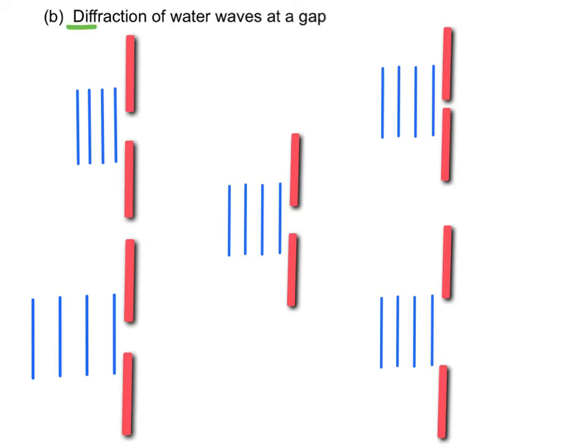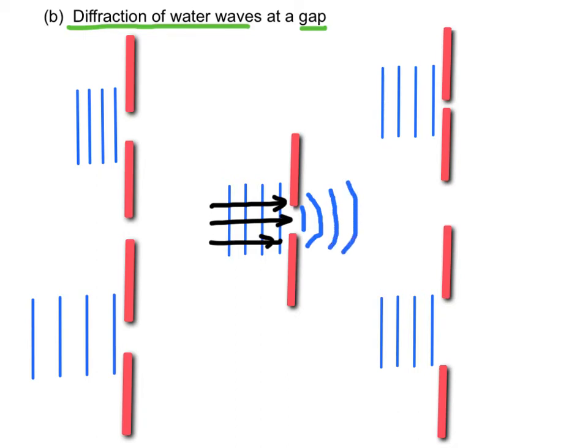Now let's look at diffraction of water waves when they pass through a gap. When a series of plane waves pass through a gap, it diffracts as shown. Consider the case that the width of the gap, A, remains unchanged.